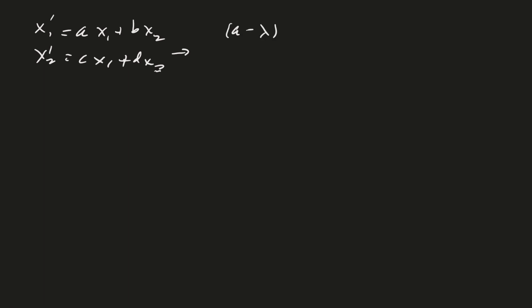Today we're talking about what happens when our eigenvalues are complex. Just as a reminder, we have x1 prime equals a x1 plus b x2, x2 prime equals c x1 plus d x2, and so we have formulated our two equations that we need to solve.